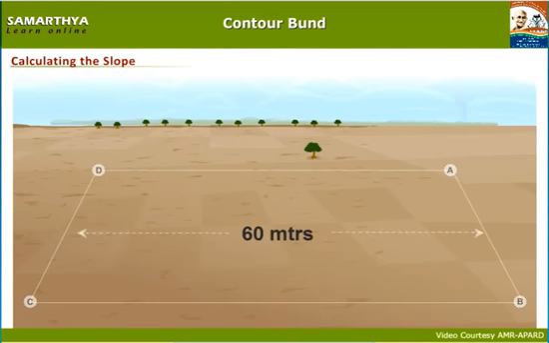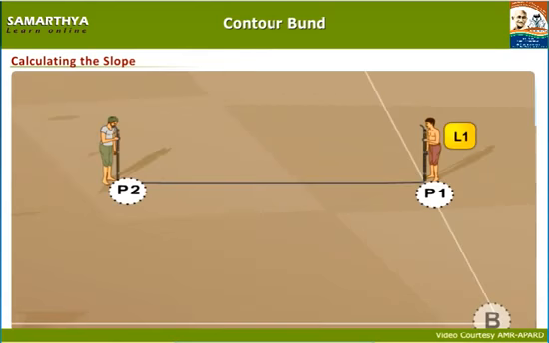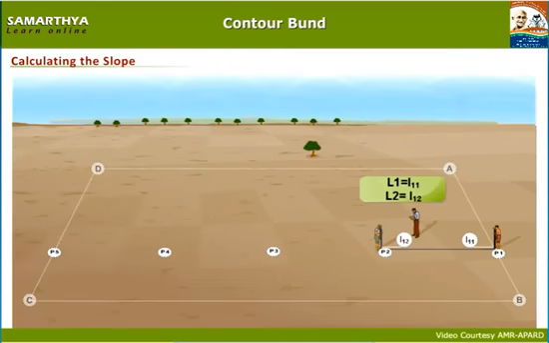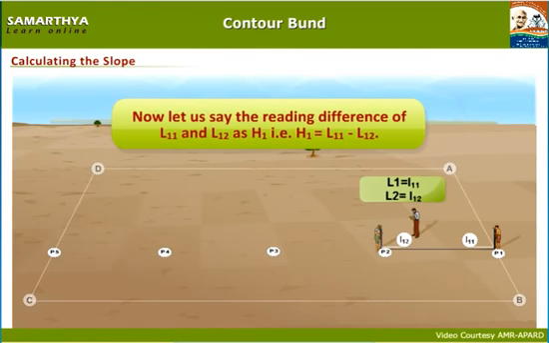As shown on the screen, keep L1 at P1 point and L2 at P2 point. Now, let us say the reading in L1 as L11 and reading in L2 as L12. Now let us say the reading difference of L11 and L12 as H1, that is, H1 is equal to L11 minus L12.